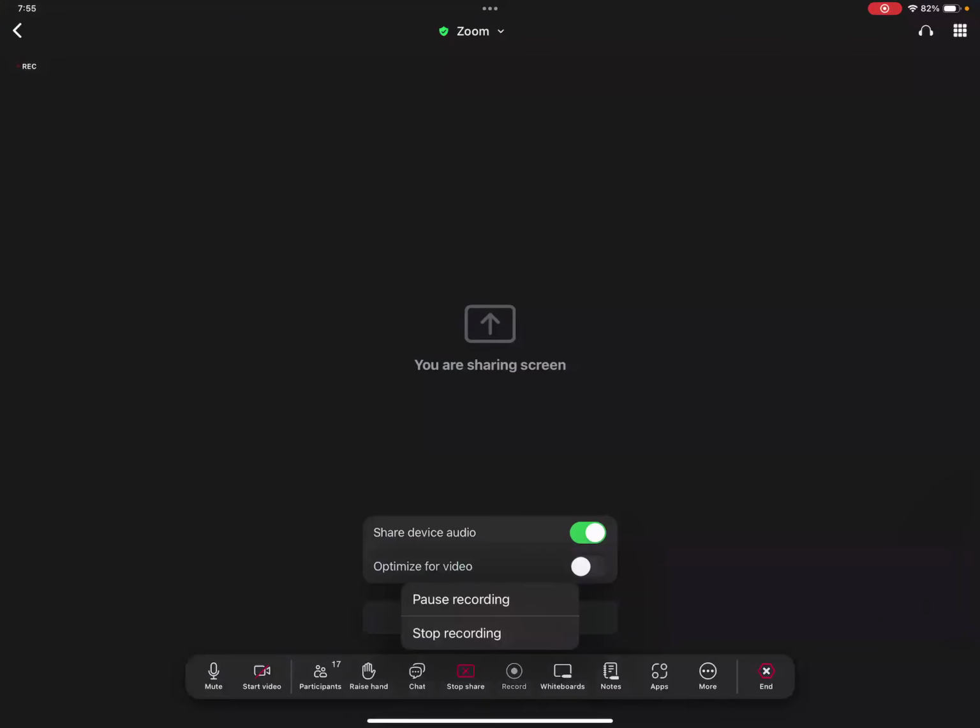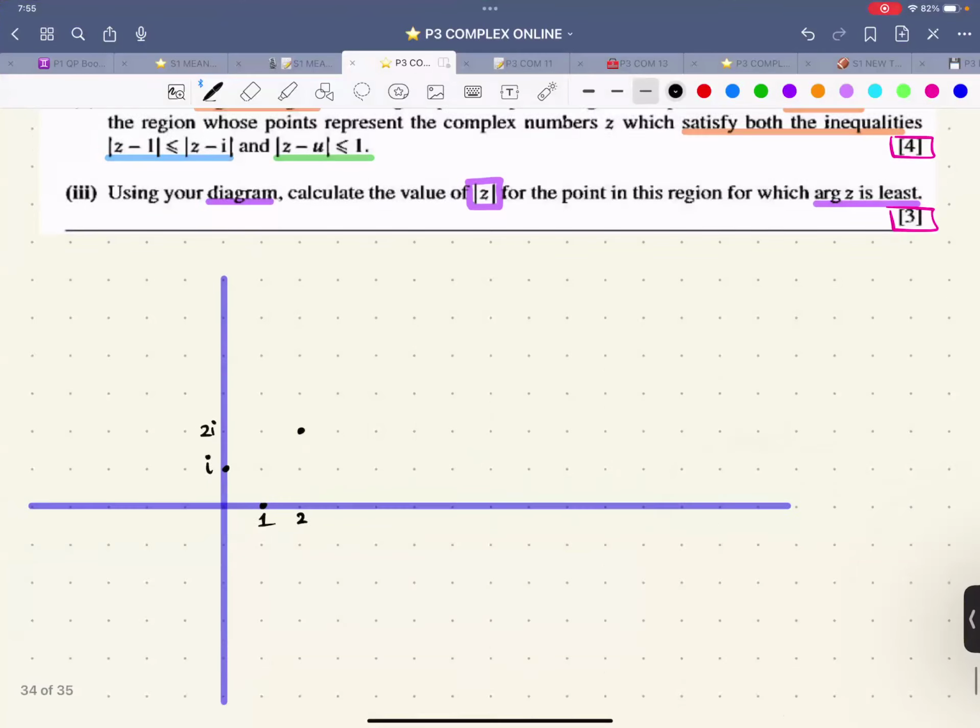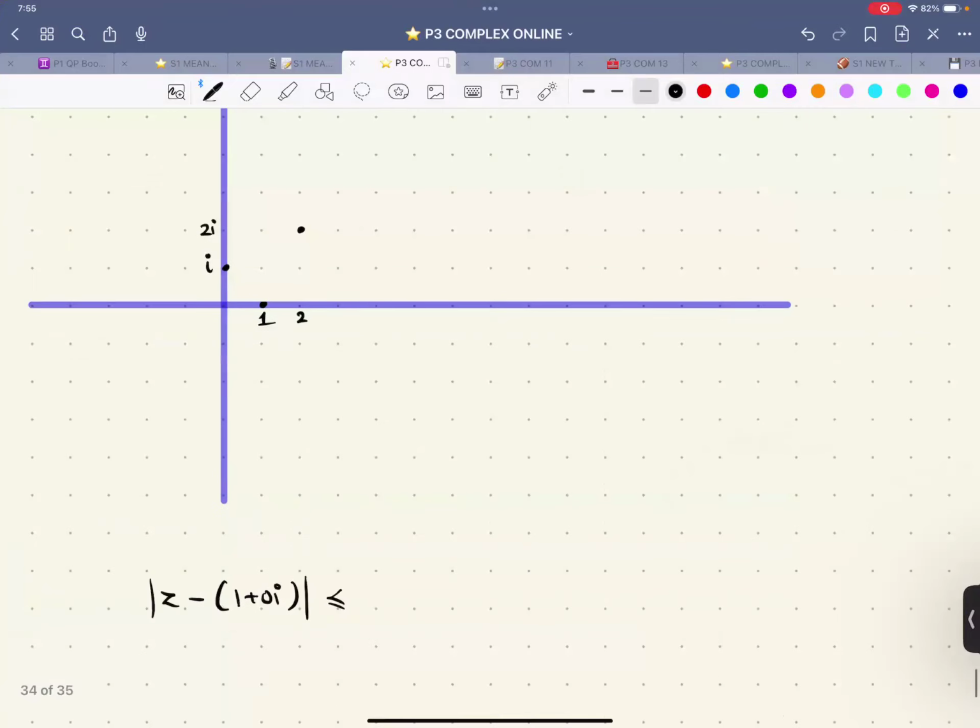I'm just thinking about the recording and whether everything is clear. Some people are messaging me. Just hold for a second. Z minus 1 is 1 plus 0i, z minus 0 plus i. Okay, let me just have a look because it kind of disturbs my whole thing. Okay, no, it's not.